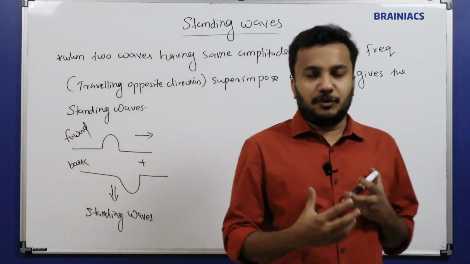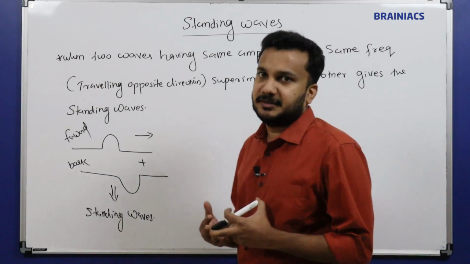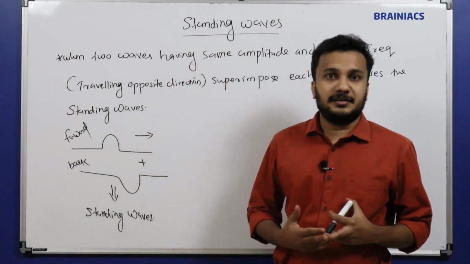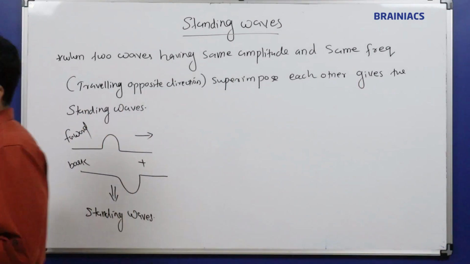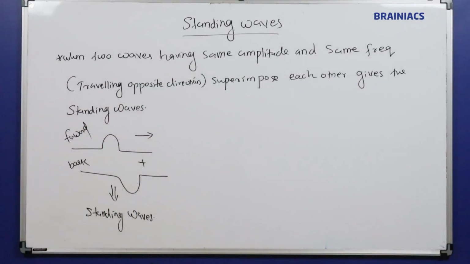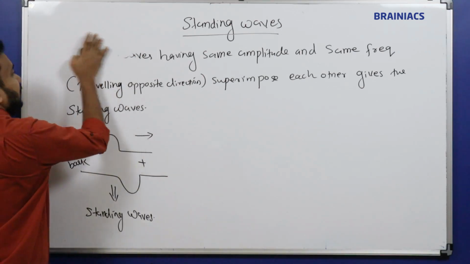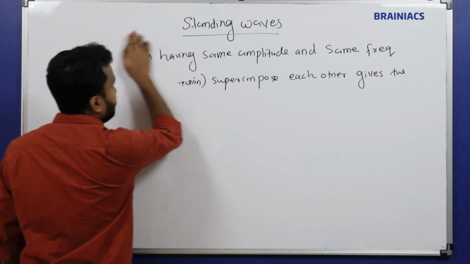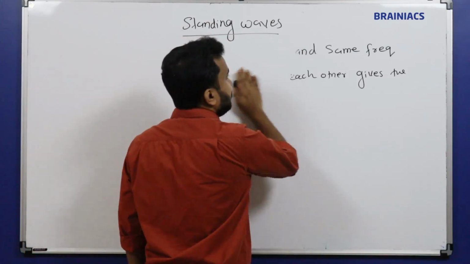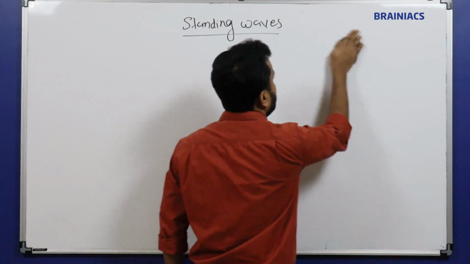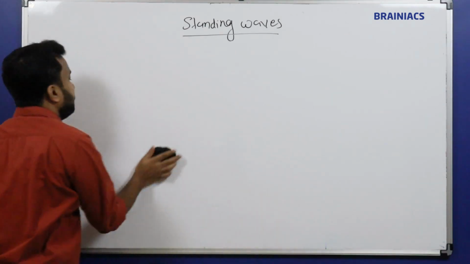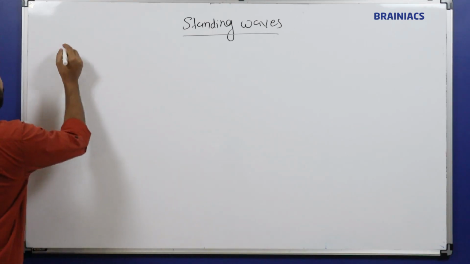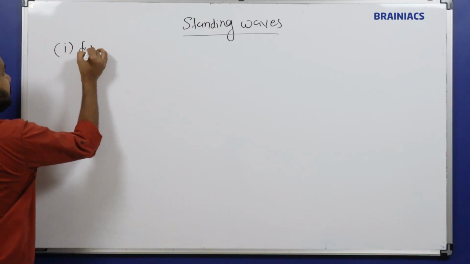For standing wave formation we have two conditions: either we get a fixed end reflection or a free end reflection. We'll see one after another because this is quite important. Let's take the first case, fixed end reflection. The only condition is that two waves traveling in opposite directions, having the same amplitude and the same frequency, superimpose each other.